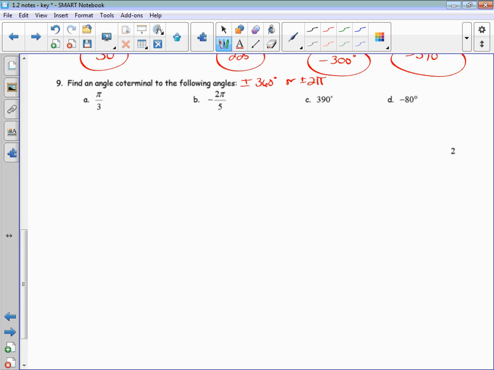Let's do A together. All right, that's got a pi in it, so what do you think I want to add? Okay, let's add 2 pi. And let's go ahead and practice the whole common denominator business. So common denominator would be 3. So I've got pi over 3 plus, what's the 2 pi going to become? 6 pi. Good, 6 pi. So my answer to this one is 7 pi over 3.